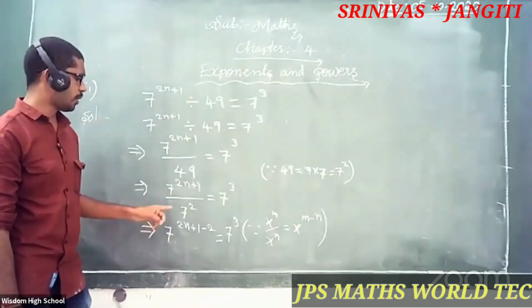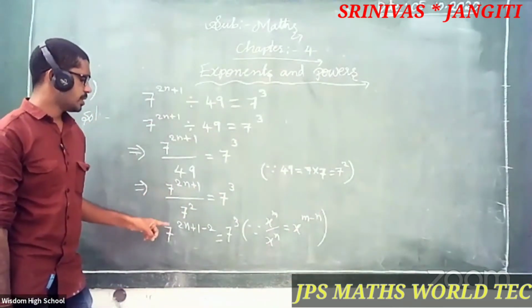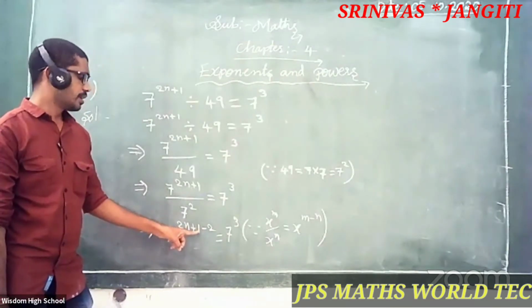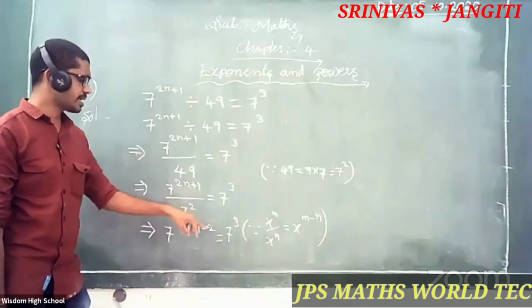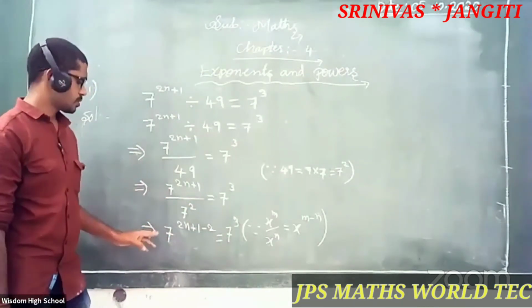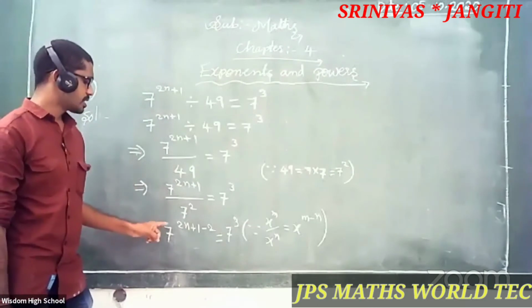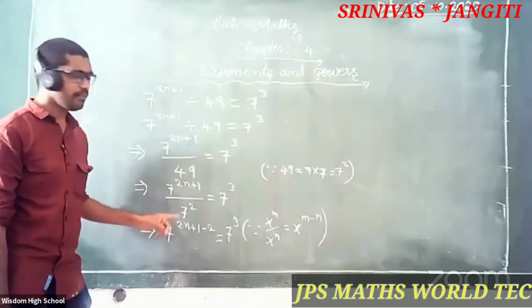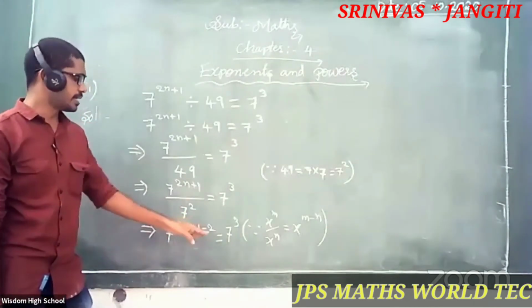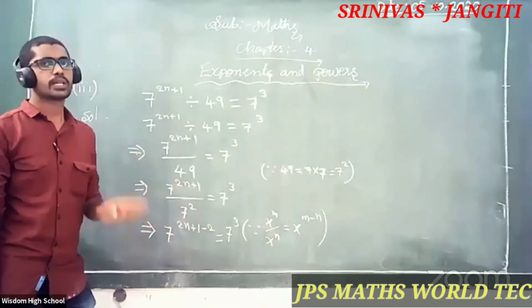That's why, what are the points? 7 to the power of 2n plus 1 is like m minus n. Replace n with 2, that's why minus 2. So finally you get 7 to the power of 2n plus 1 minus 2 is equal to 7 cube.